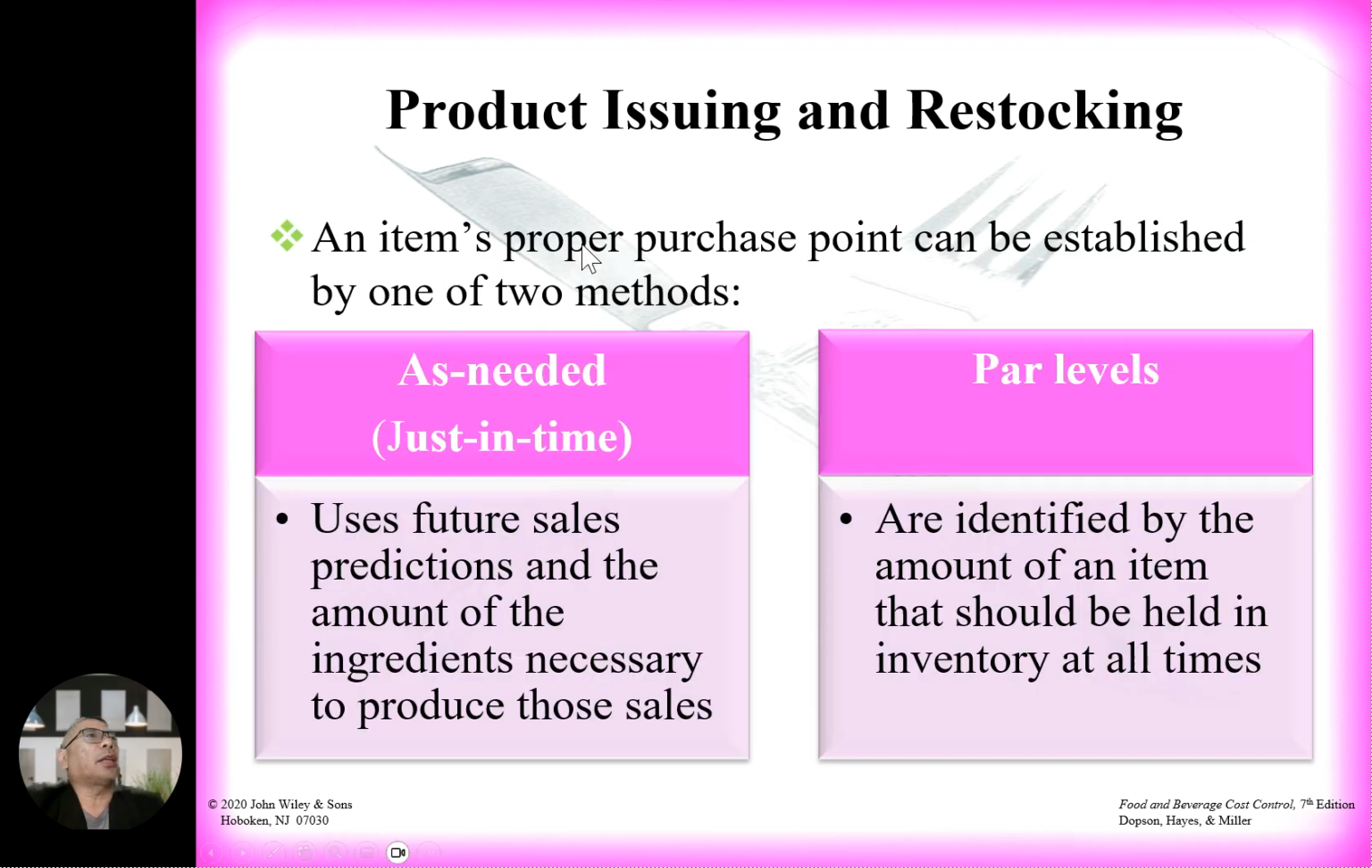So you're going to look at the item properties to establish one of two methods: just in time or par level. Put in your sales prediction and the amount of the ingredient necessary to produce those sales.